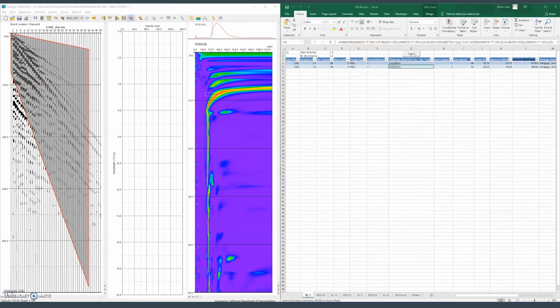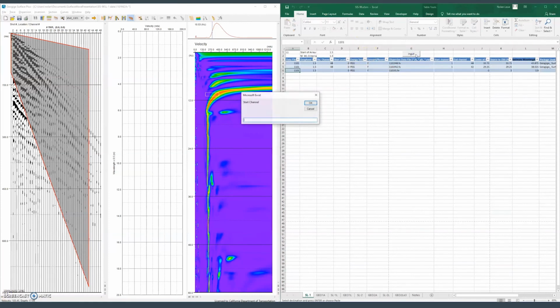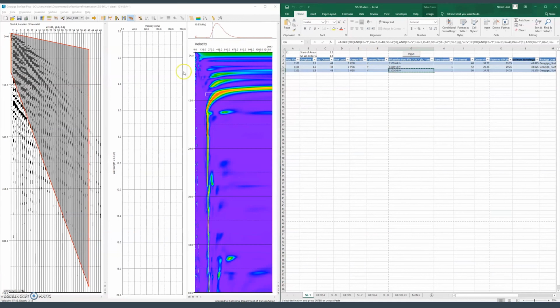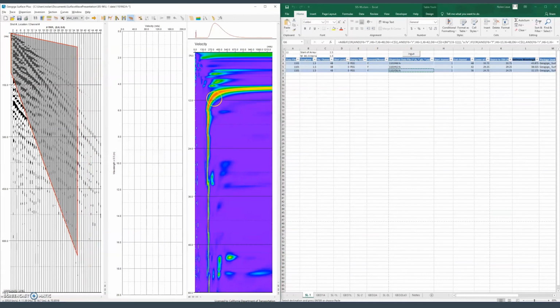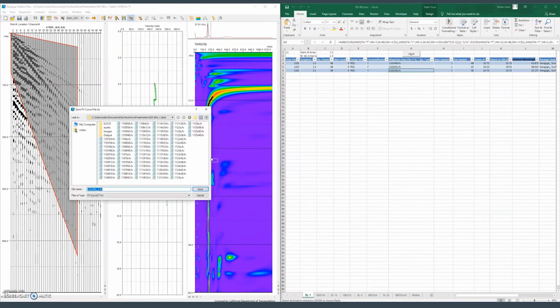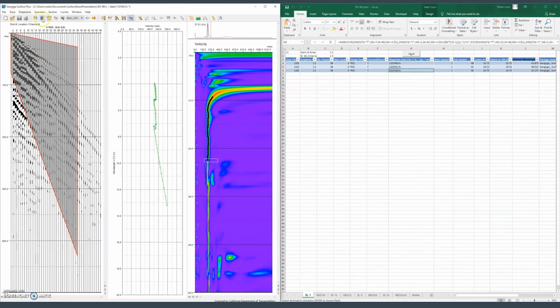Here's a look at some of the data that was acquired. This is the real nuts and bolts of the MASW method data processing. On the left, you can see our processing software, GeoGiga Surface Plus. Within this window is the shot record with the trapezoid outlined in red showing the unmuted dispersion signal.